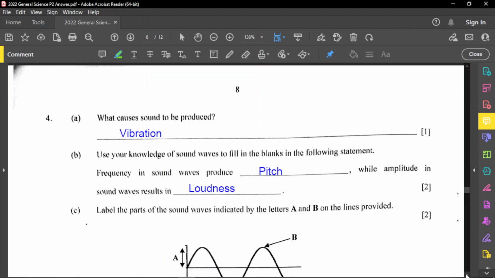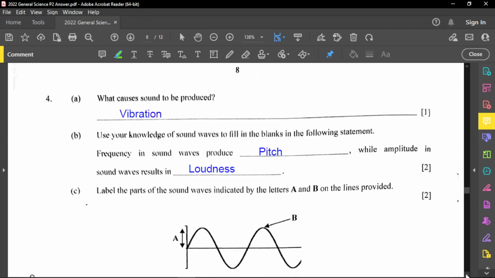All right, for number four, it said, what causes sound to be produced? And that is vibration. For part B, it said, use your knowledge of sound waves to fill in the blanks in the following statements. And so frequency in sound waves produces pitch, while amplitude in sound waves results in loudness.